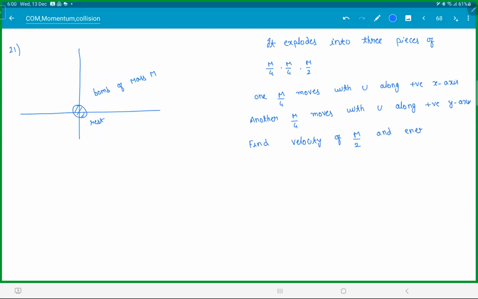Now slowly we are going from center of mass to momentum. Let's get this. Yeah, Aryan, do it properly.